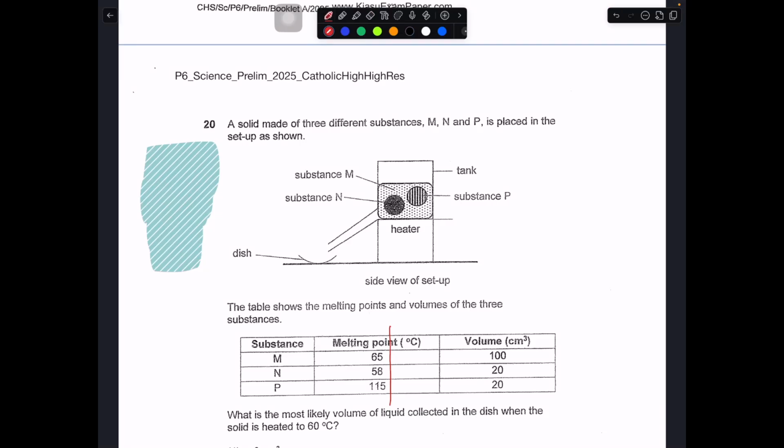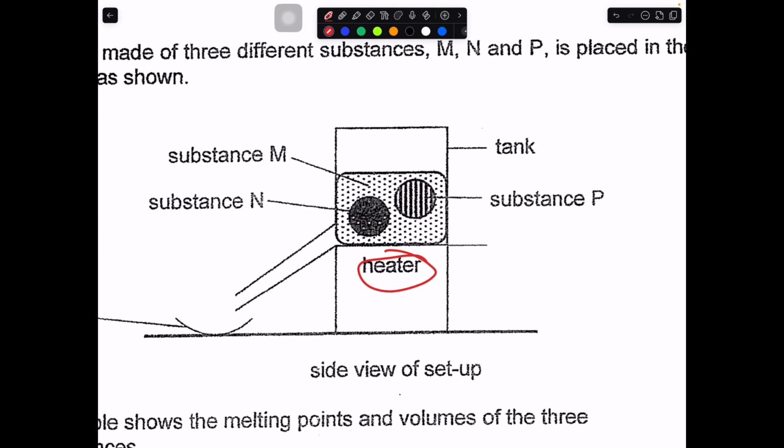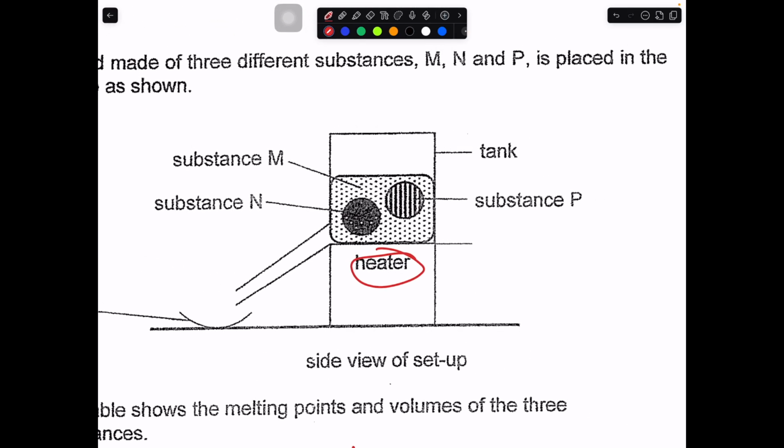So today I'll be going through PSLE Science Prelim question 2025 Catholic High. This is question number 20. A solid made of three different substances, M, N, and P, is placed in the setup as shown here. There's a heater which provides a heat source, so it's most likely going to heat up the solid material that's made of three substances.